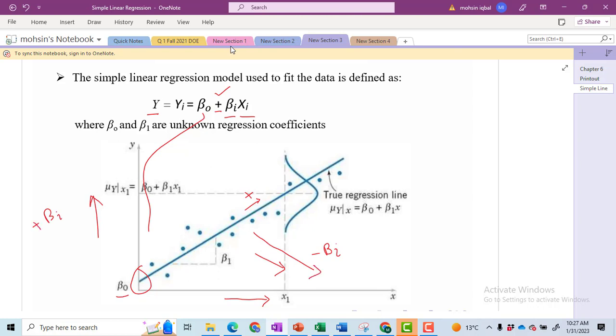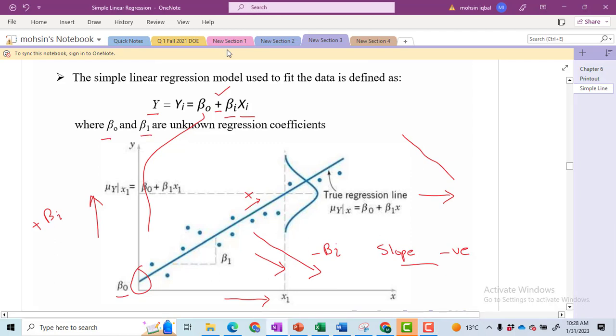In this case, where the line is decreasing, our slope is negative because our y-axis value is going downward as our x-axis is increasing. So this is the case for beta one. We call beta naught and beta one the regression coefficients.